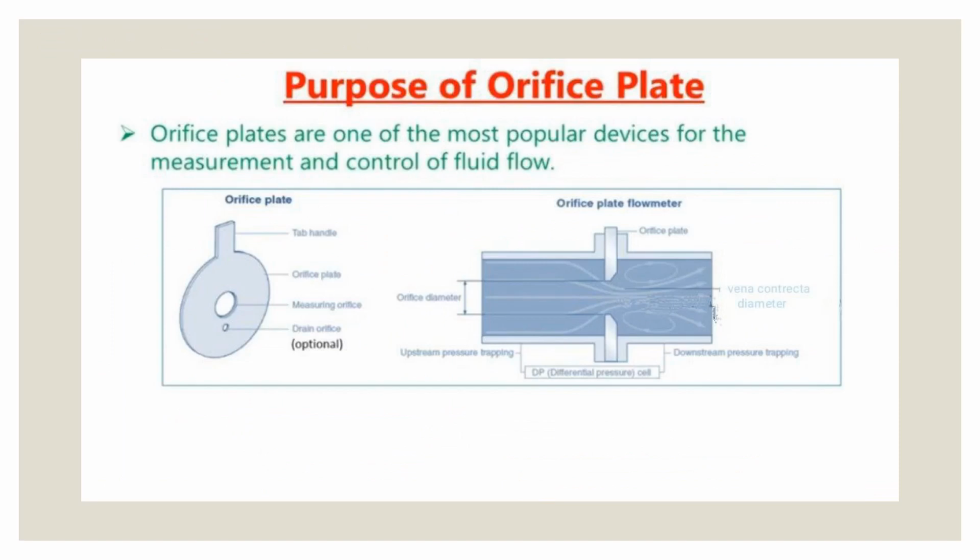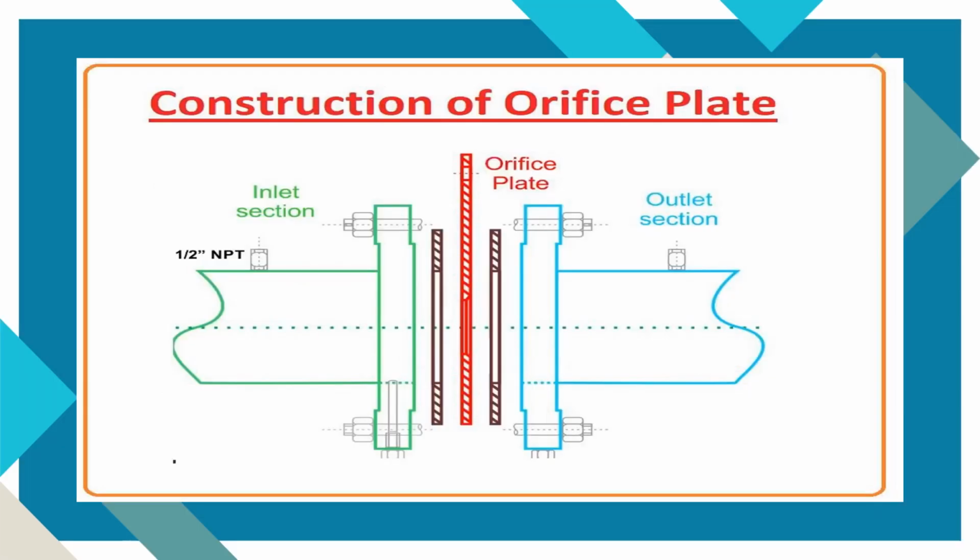Orifice plates are commonly used as primary elements for flow measurement in pipelines, based on the principle of measurement of differential pressure. This is created when an obstruction is placed in the fluid flow, due to the increase in fluid velocity. Construction and design of orifice plate.